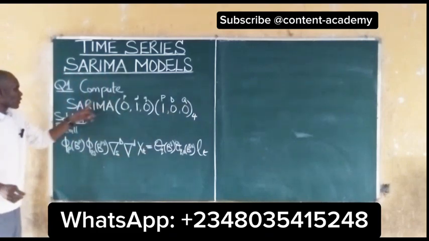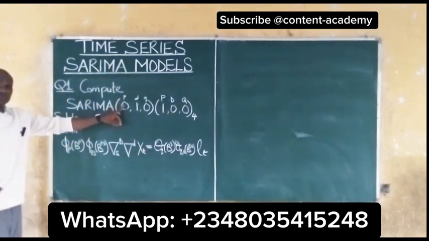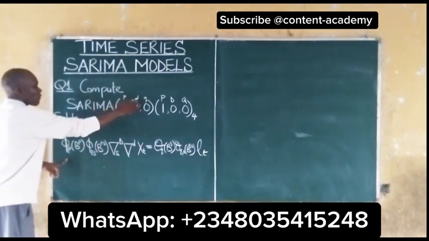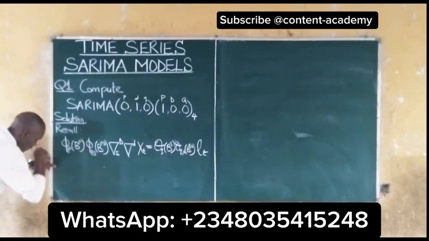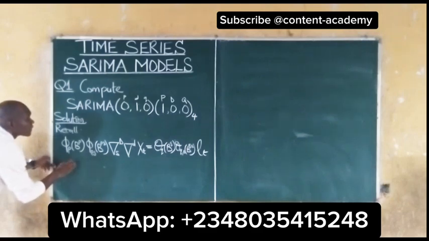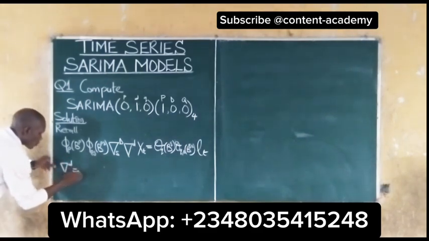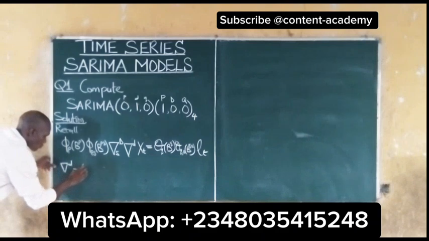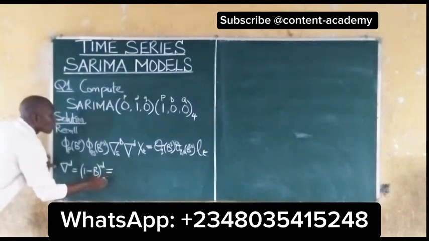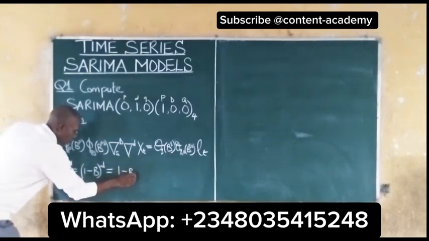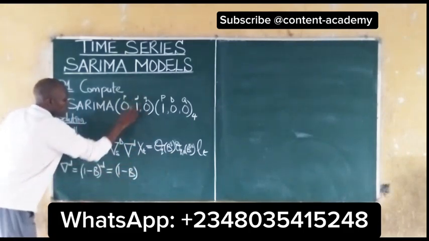Now, for the autoregressive non-seasonal part, we have 0, which is nothing. For the differencing, we have phi(B) equal to (1 minus B) raised to the power of d, which is equal to 1 minus B. We have d to be 1.